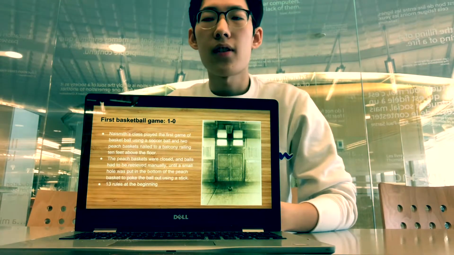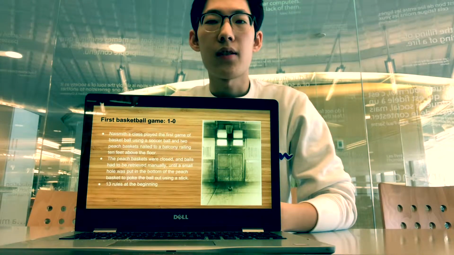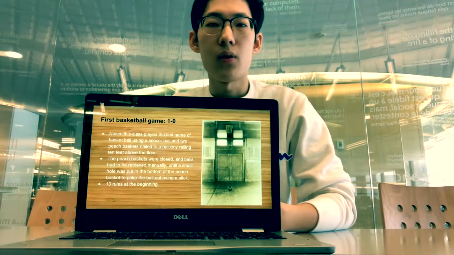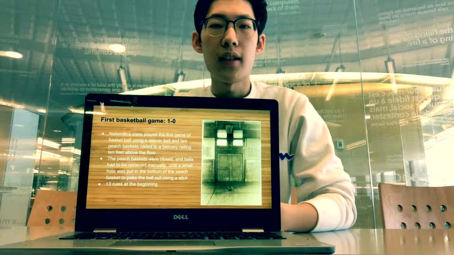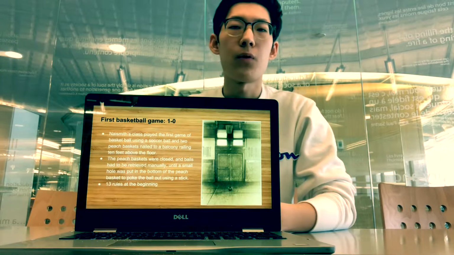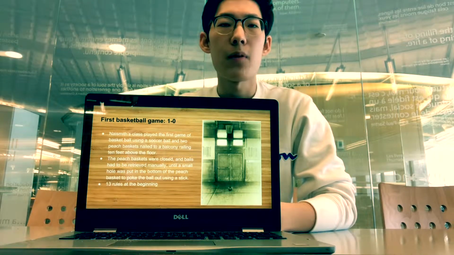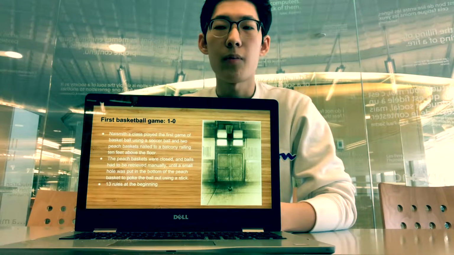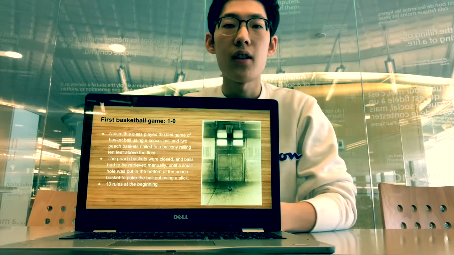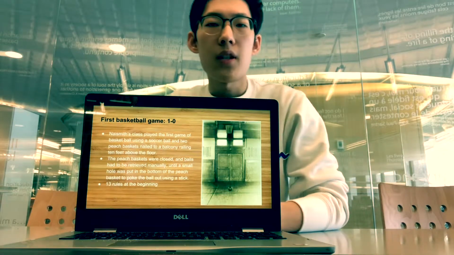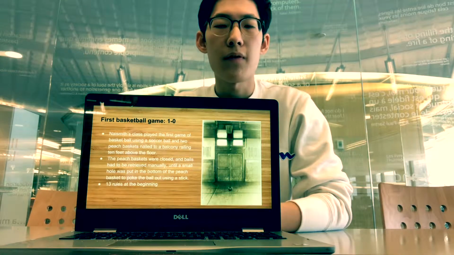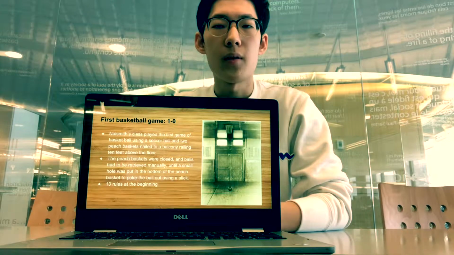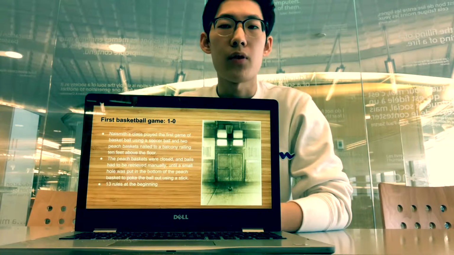This picture shows the gymnasium in Springfield YMCA. You can see that there's a soccer ball on the ground and a basketball goal on the balcony railing, 10 feet above the floor. Naismith's class played the first game of basketball using this simple equipment in this simple gymnasium. They're simple, but it's a great start to basketball history. The peach baskets you can see in the picture were closed, and the balls had to be retrieved manually until a small hole was put in the bottom of the peach basket to poke the ball out using a stick.